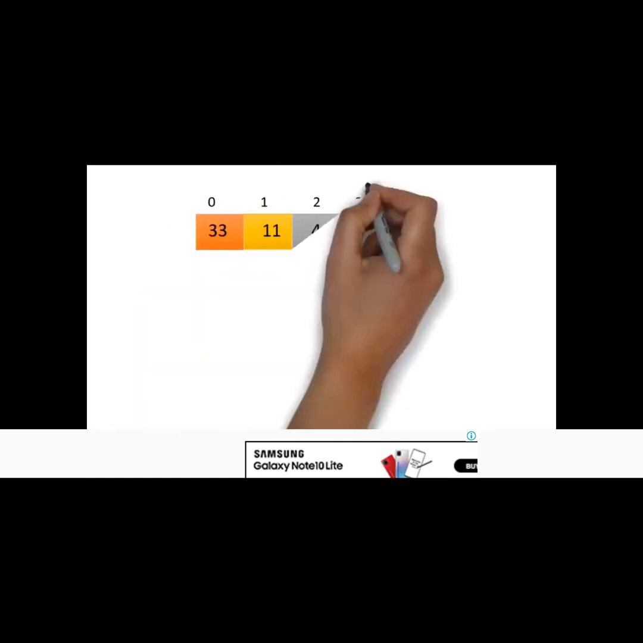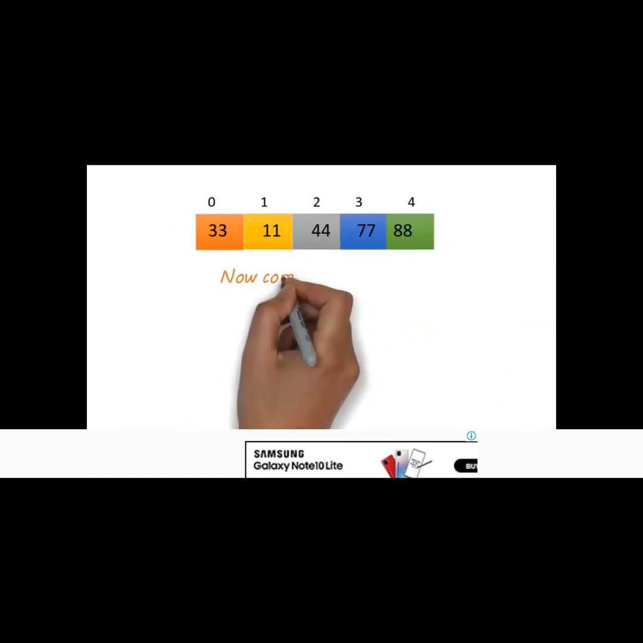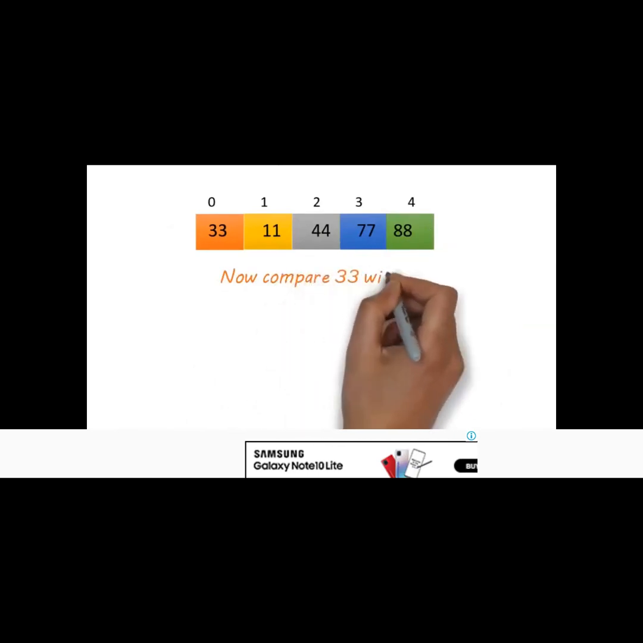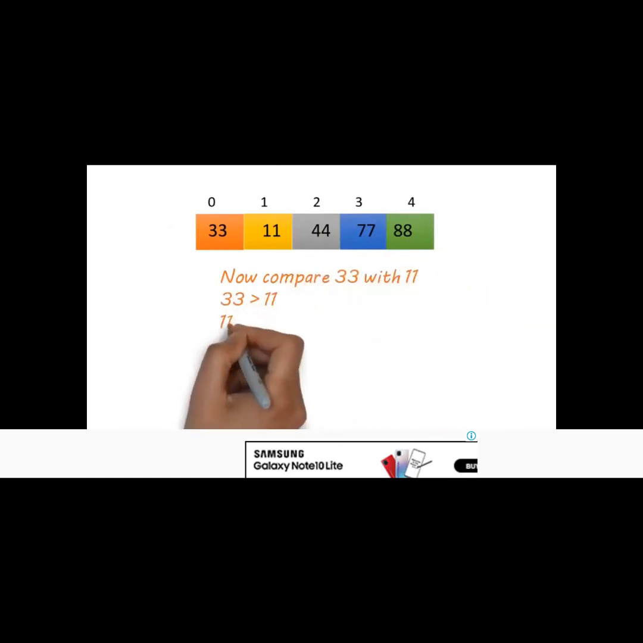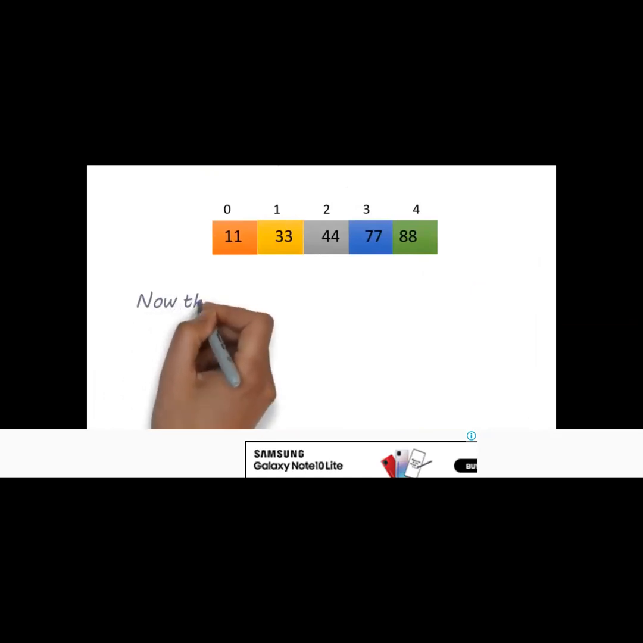Now 11 will be in the first position. Then again it wants to compare with the previous element. What is the previous element? 33. Can you understand? Yes, sir. Now 11 is smaller, that is lesser than 33. That's why it will come to the first position. Now it is started.